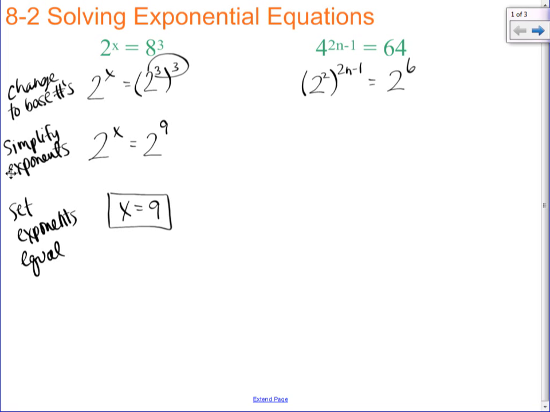Second step, simplify the exponents. So on the left-hand side, we have to multiply those. So we really have what? 2 to the 4n minus 2, making sure you distribute that 2 all the way through. This one, there's nothing to multiply, so that stays the same. Step 3, set the exponents equal to each other. So we'll take our 4n minus 2 and set that equal to 6. And now this is just simple algebra, getting n by itself.